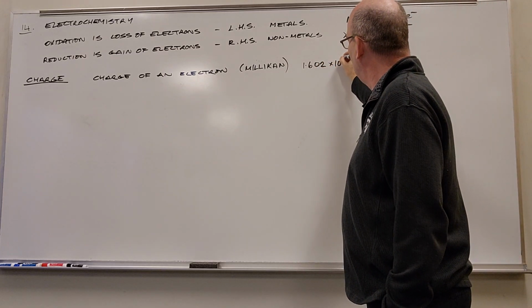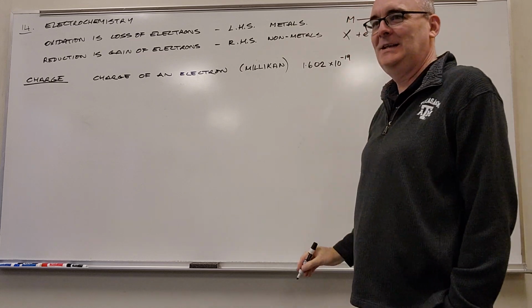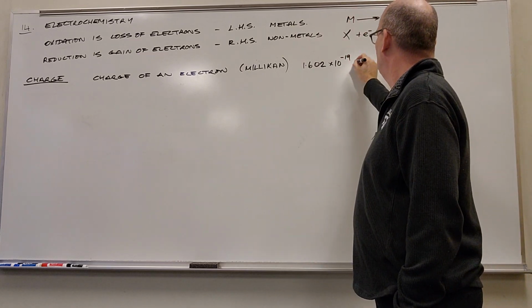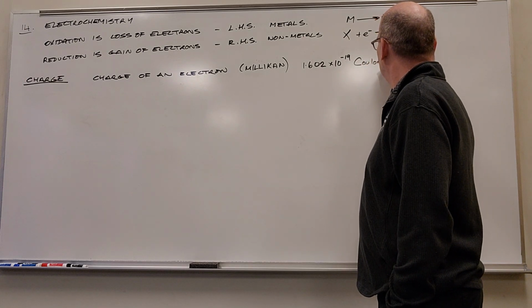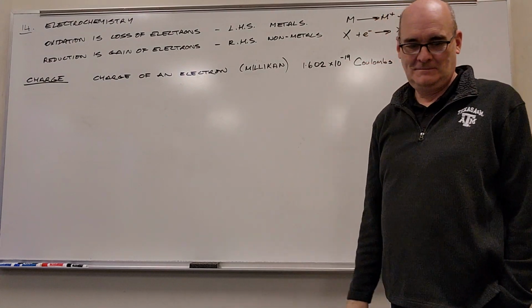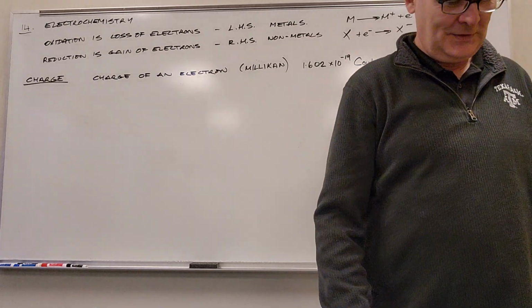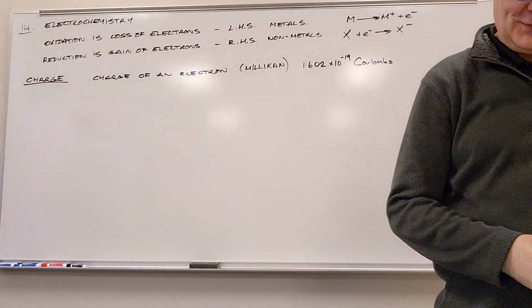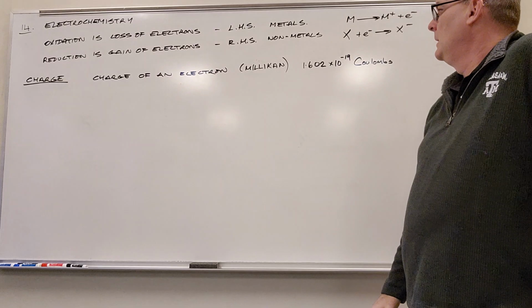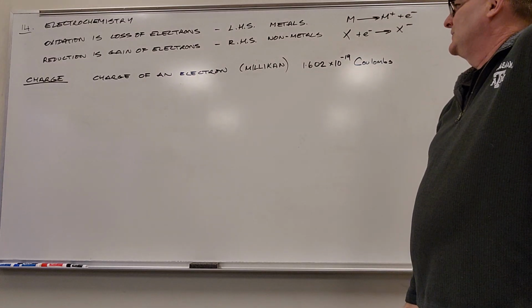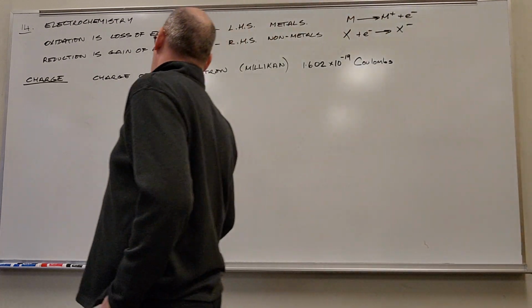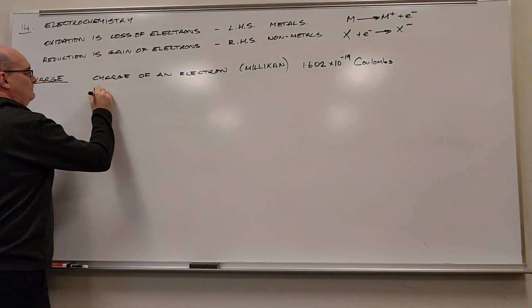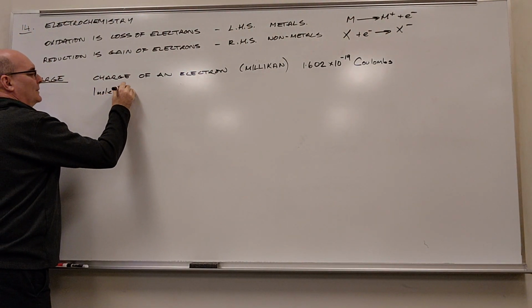0.2 times 10 to the negative 19 coulombs. Our unit for charge is the coulomb. That's the charge of an individual electron. 1 mole of electrons.